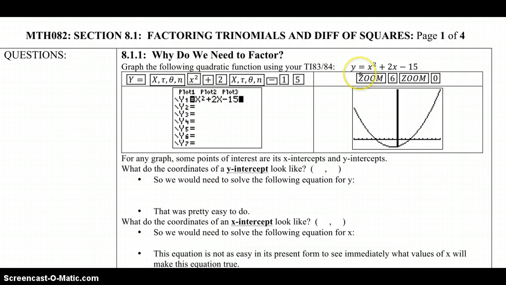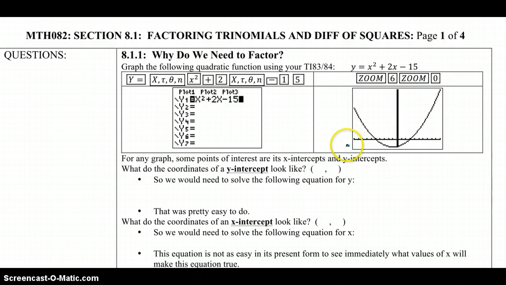So we're going to put in this quadratic equation. We're going to start by pushing Y= to get into our graphing screen, and then push the button that looks like this to type in x squared plus 2, and push this button again to get another x, subtract, and 15. And then we're going to push ZOOM 6 to put our calculator back to the standard window, to change anything that we may have done on a prior problem, and then ZOOM 0.